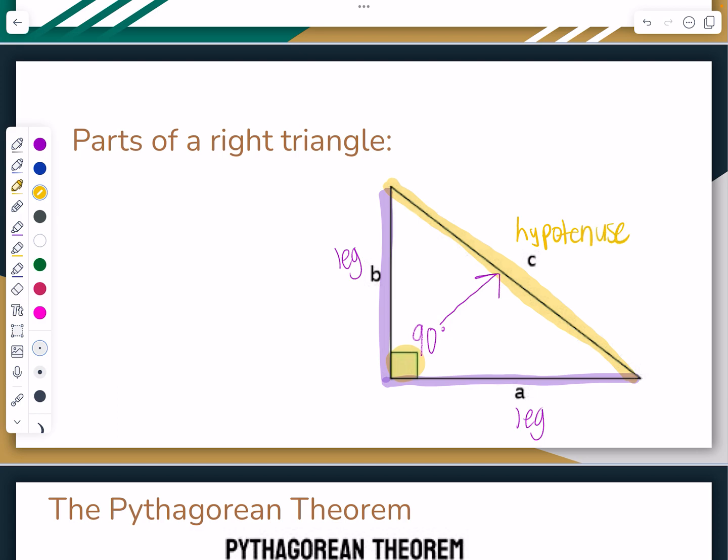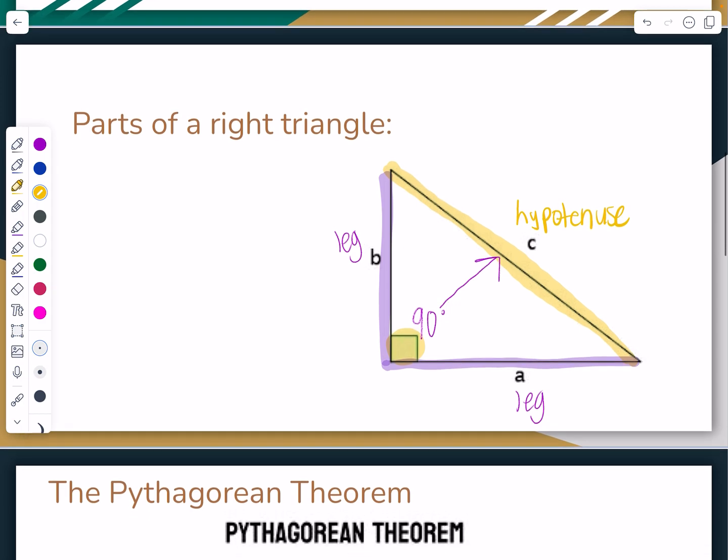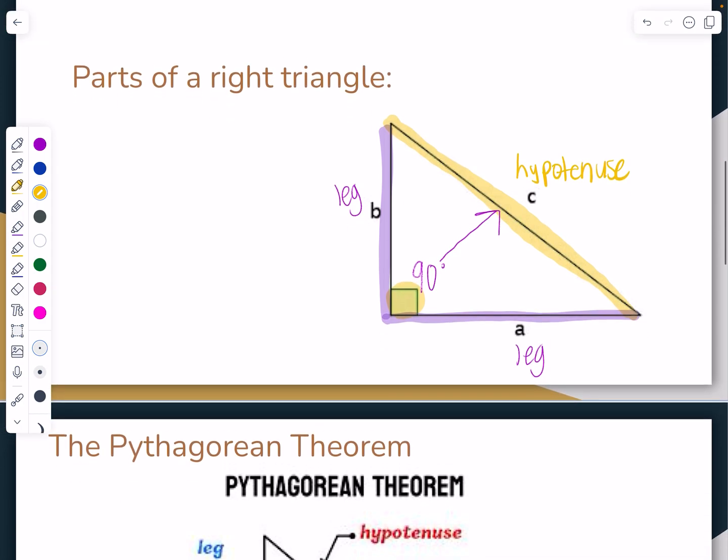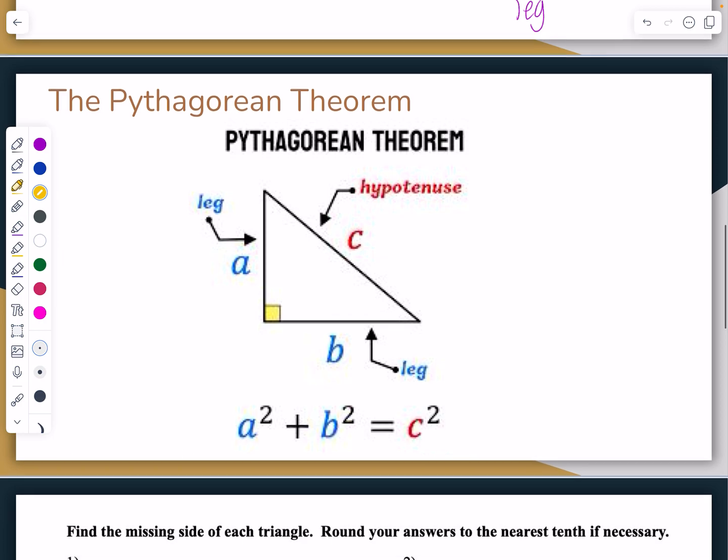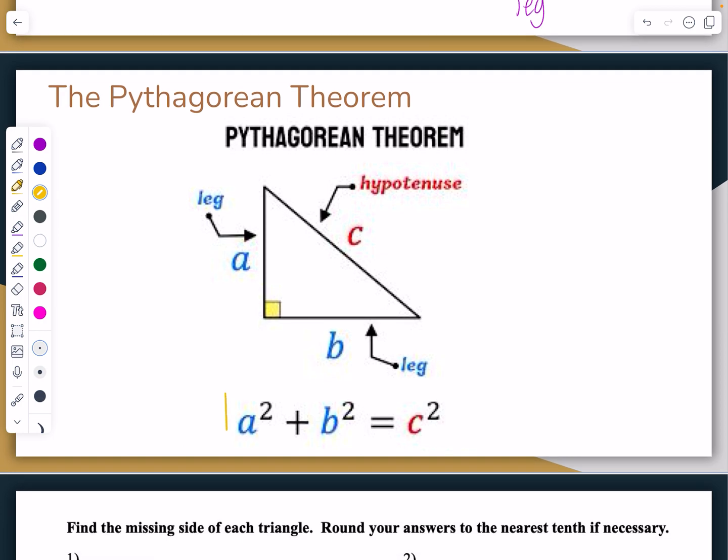So we've spent a few days practicing that, and now we're going to actually start using the Pythagorean theorem to find missing side lengths of a right triangle. So here's what the Pythagorean theorem says. It says that a squared plus b squared is equal to c squared. And here's what that means: a leg squared plus the other leg squared is going to be equal to the hypotenuse squared.